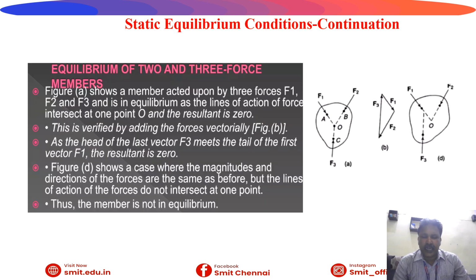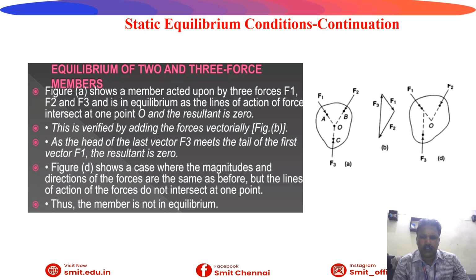Now, continuing the static equilibrium conditions, we can see the equilibrium of two and three force members. In the first figure, figure A shows a member acted upon by three forces. Here we can see how many forces there are in the figure. You can see that F1, F2, F3 are acting on one particular point. The lines of action of the forces intersect at one common point, O, and the resultant is 0. This is verified by adding the forces vectorially.